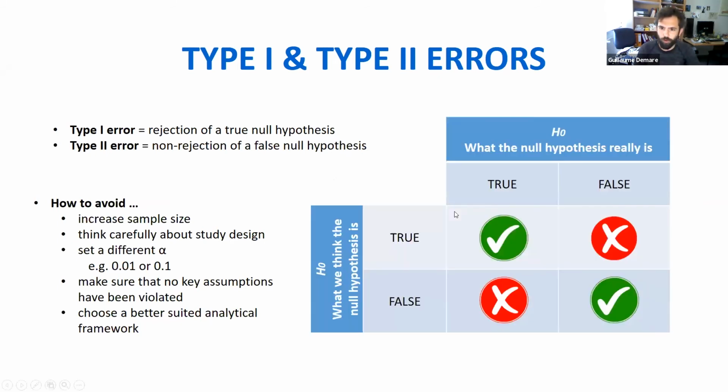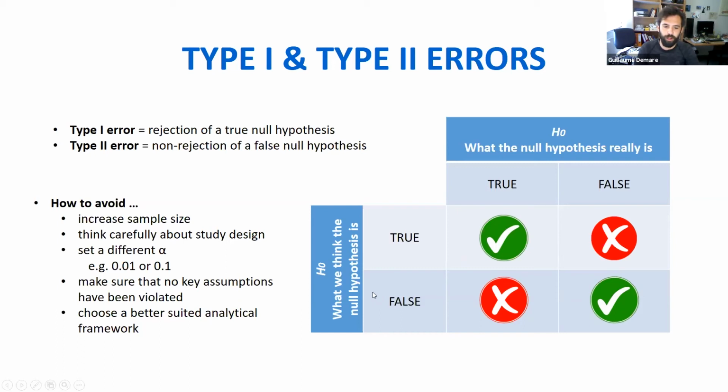Very often people put this in a table, a contingency table, to show you what this means. So this is what we think the null hypothesis is, H0, the null hypothesis. If we think it's true, but then you have what the null hypothesis really is, which is something we can't know for sure, but we hope that our test is robust and that we are correct. So if the null hypothesis is actually true, so that there is no difference, and we concluded that it was true, then we are correct. We're in the green.